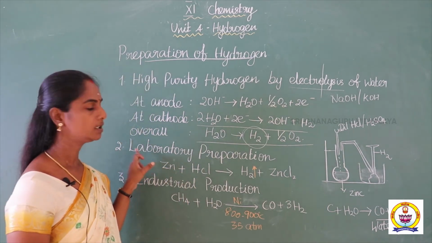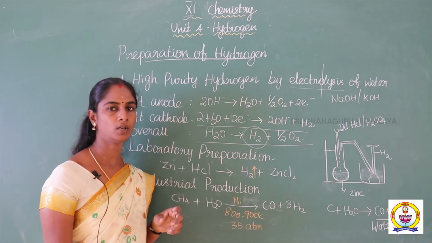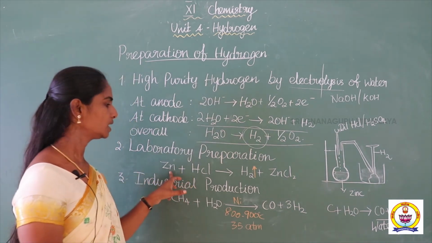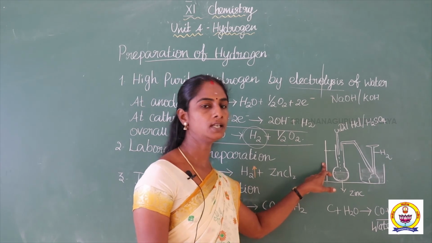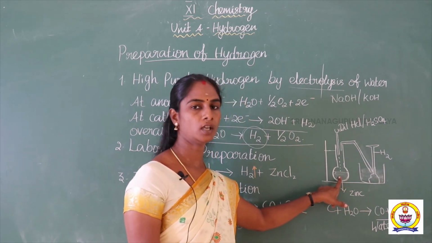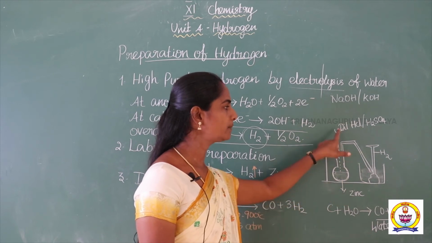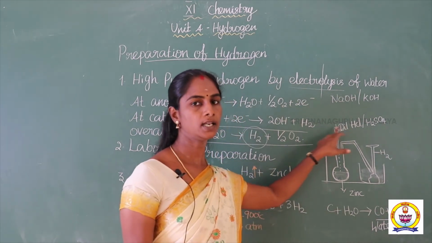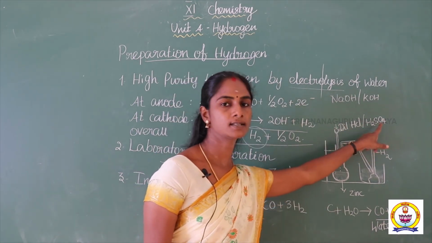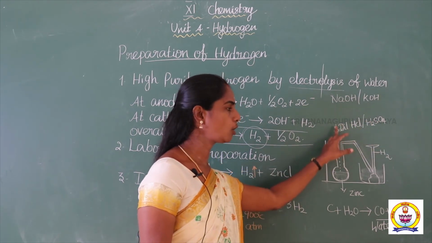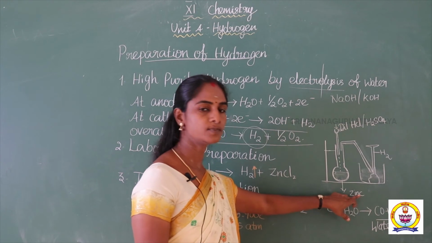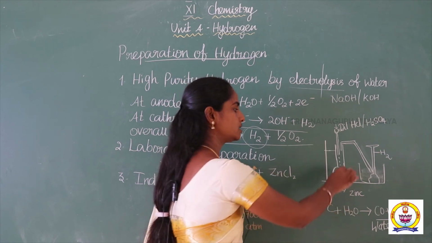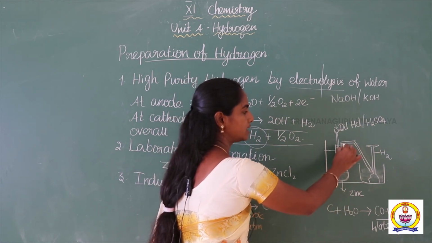The second preparation method is laboratory preparation. Let's see how hydrogen gas is prepared in the lab. It is done by an experiment like this. Here we have taken zinc metal, and through this flask we add dilute HCl or H2SO4, that is hydrochloric acid or sulfuric acid. When drops of either are added, the reaction takes place between zinc and sulfuric acid or HCl. When the reaction takes place, hydrogen gas is evolved.